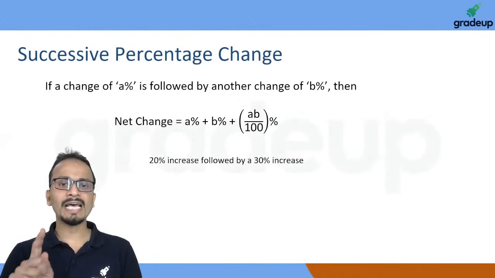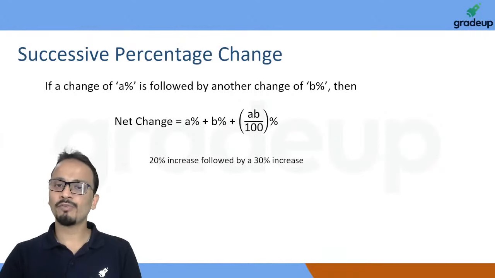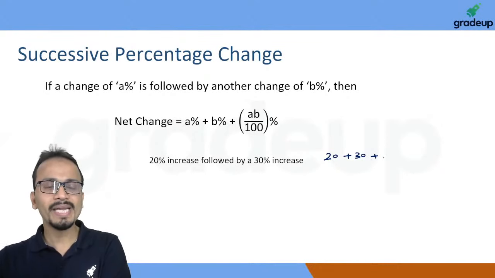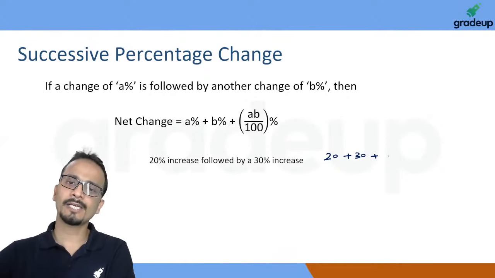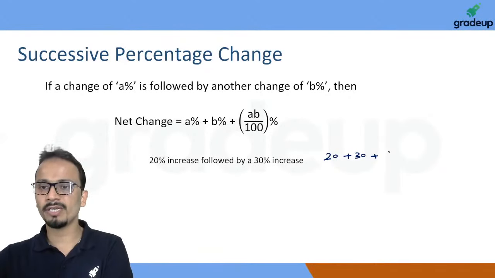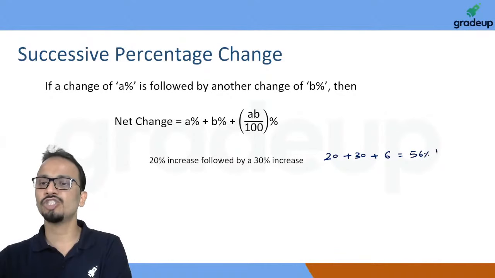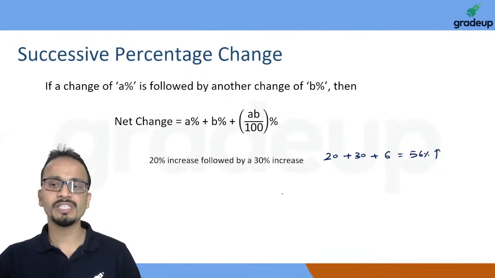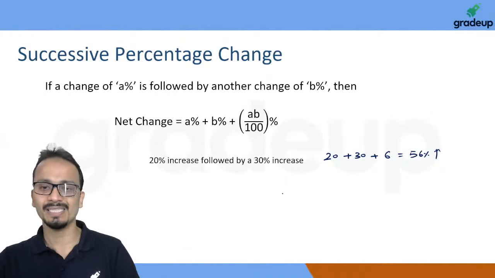So if there is an increase of 20% followed by an increase of 30%, the formula will be 20 plus 30 plus 20 into 30 upon 100. 20 into 30 is 600, 600 upon 100 is 6. So the final value will be 56%, a net change of 56% increase, right?